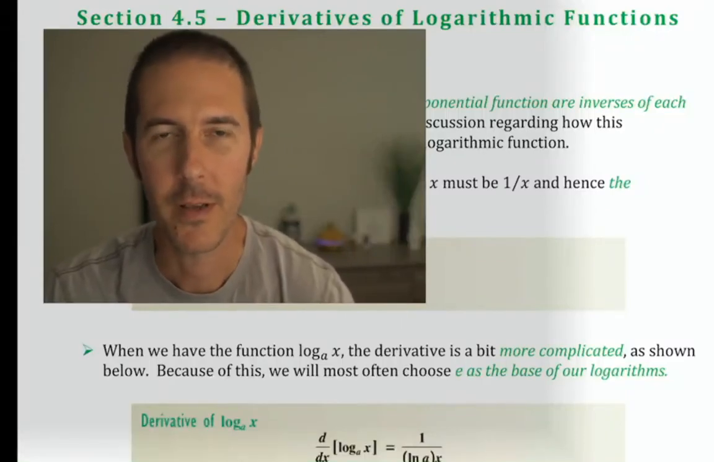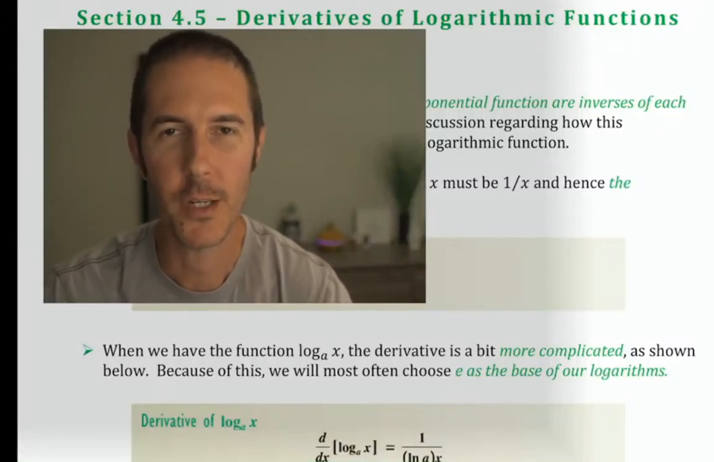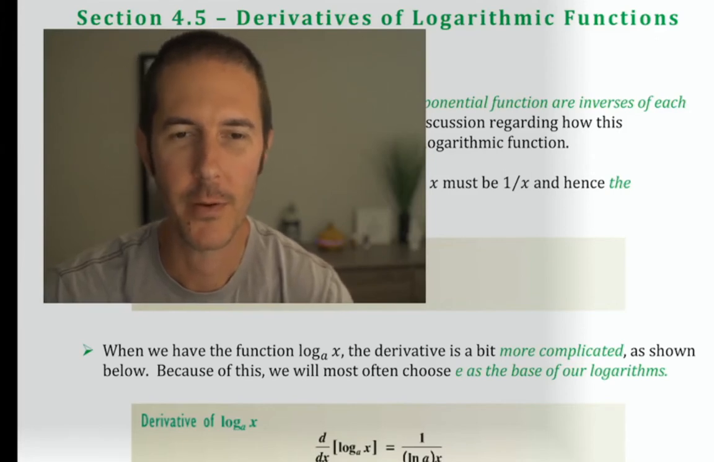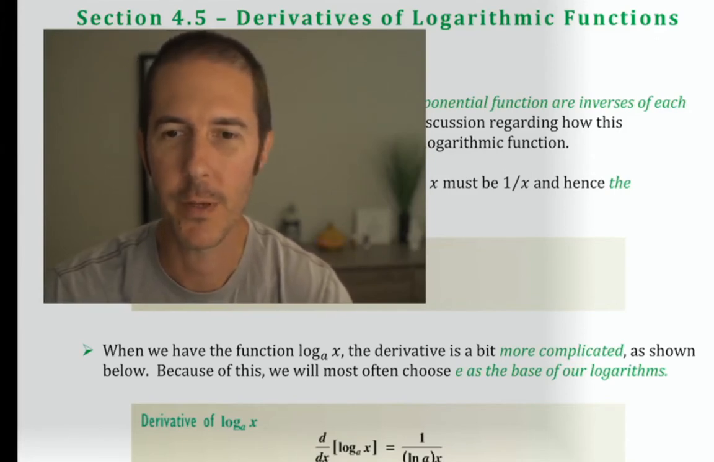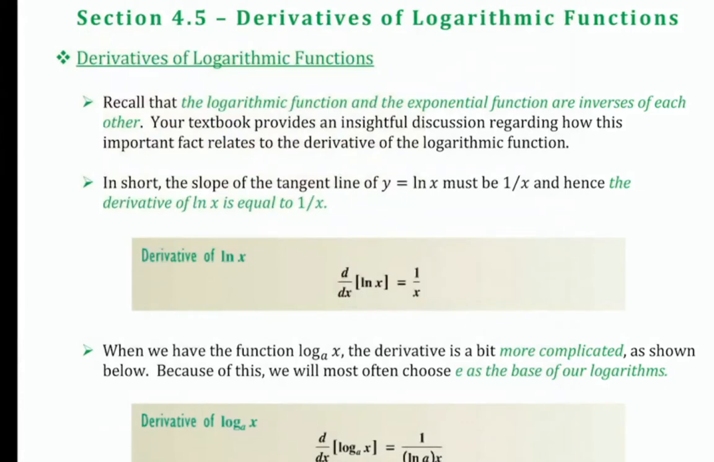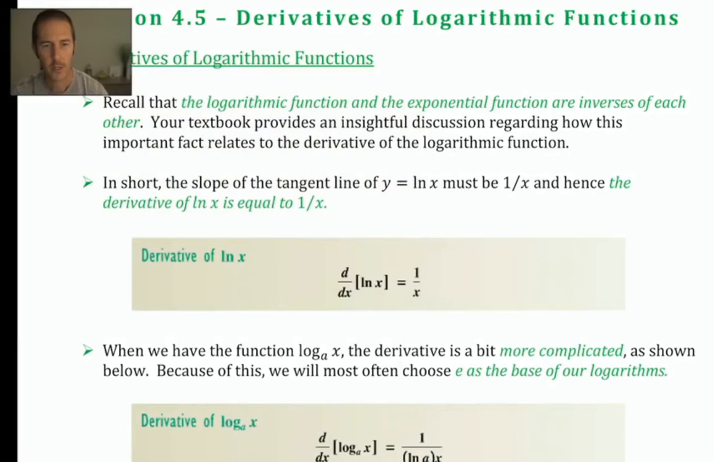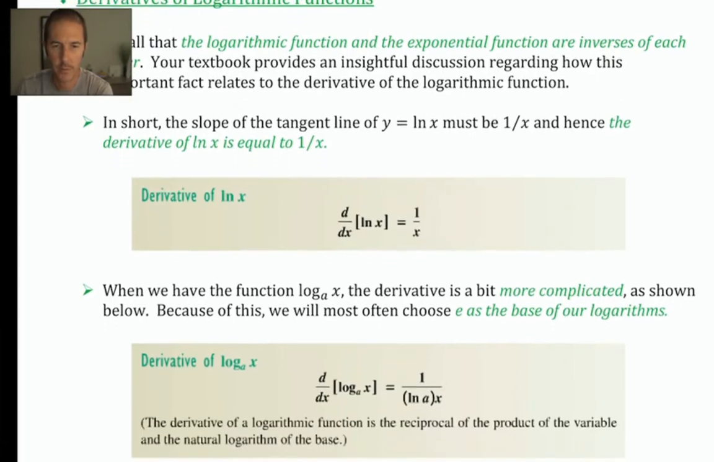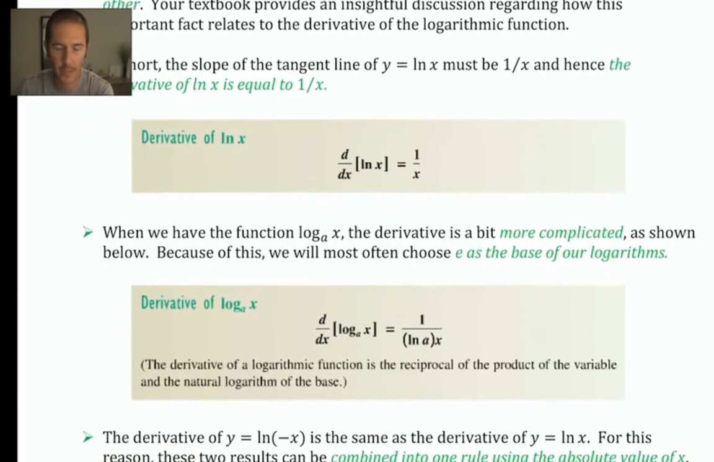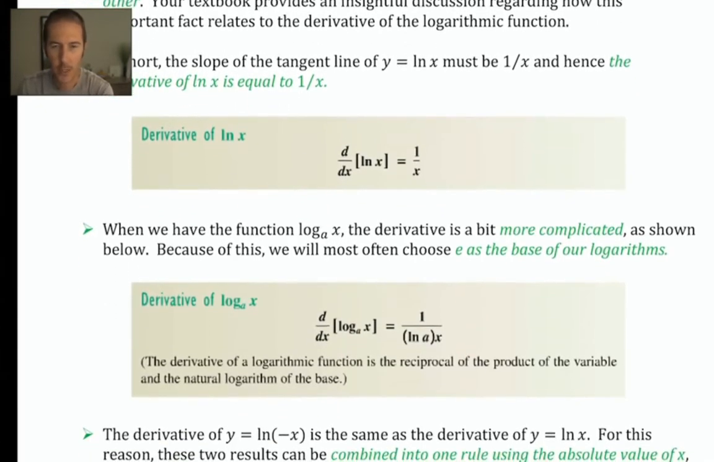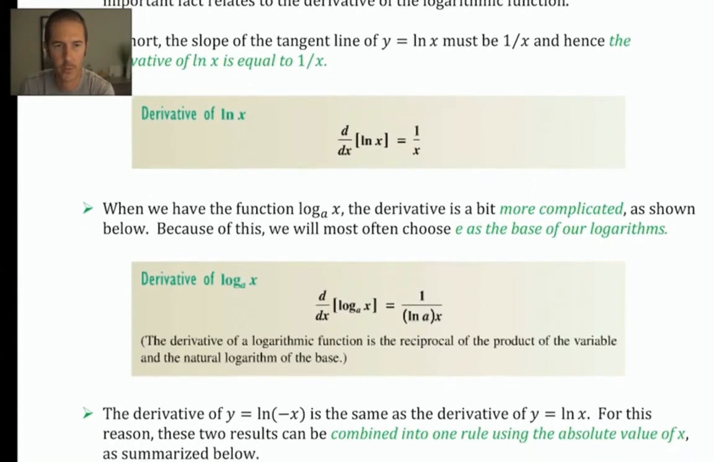Here we are in Elementary Calculus, Chapter 4, Section 5, where we're going to talk about derivatives of logarithmic functions. In this section, the first thing we need to talk about is taking the derivative of the natural log of x. Here we see that the derivative is equal to 1 over x. Doesn't look like we're applying the chain rule there, although invisibly we are, and I'll talk with you about that in a moment.